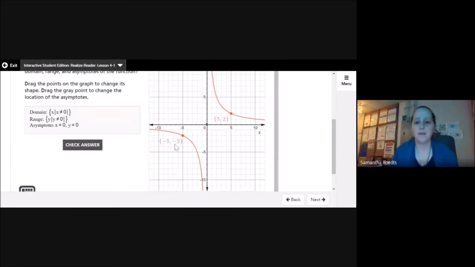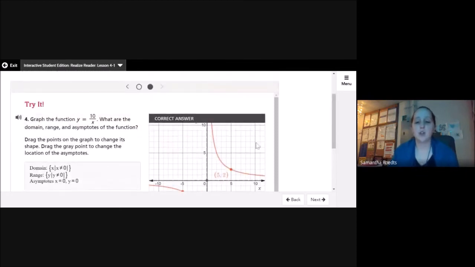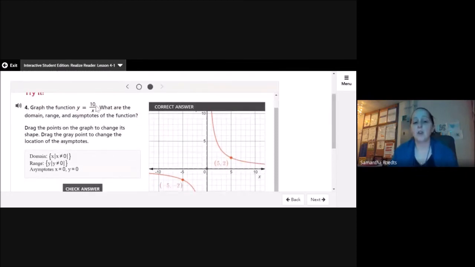They picked 5, negative 2, and 5, 2. Again, you can pick any values that you want for x. I would notice that 10 is easily divisible by 1, 2, 5. Its factors are probably going to be the easiest ones for you to graph.